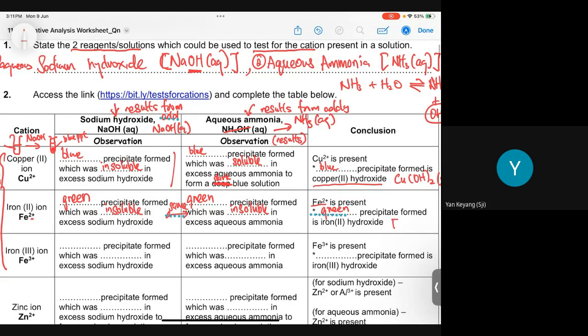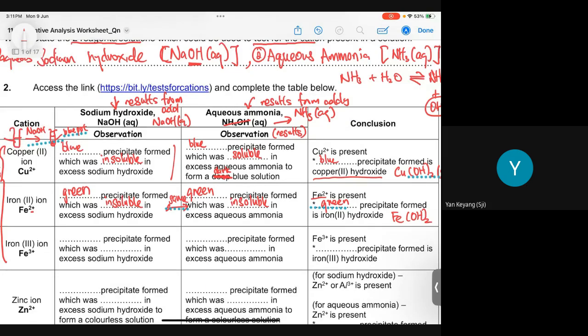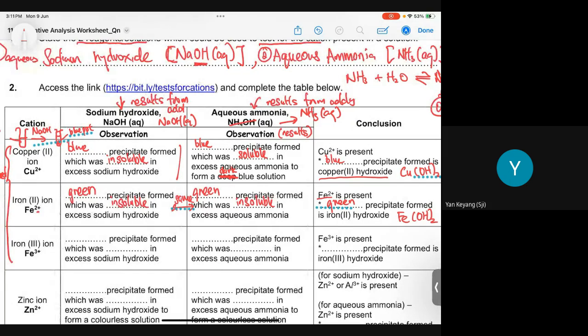It's important to know the formula. There's quite a fair bit of formula writing inside this particular chapter as well. Normally, these are the last 1-2 marks in this particular question. You're going to see it later on in the worksheets. Now, going on to iron 3. For iron 3, what you're going to get is a reddish brown precipitate, which is insoluble in excess sodium hydroxide. It is also the same across both sodium hydroxide and aqueous ammonia. You're going to get this reddish brown precipitate.